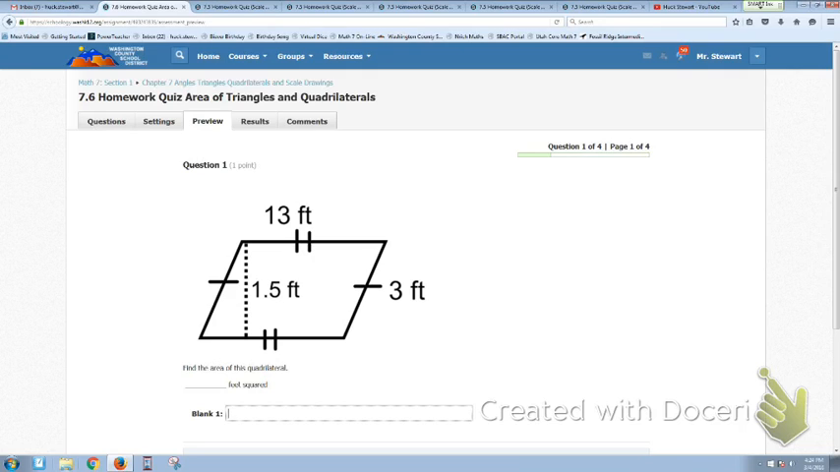It's titled the 7.6 Homework Quiz, Area of Triangles and Quadrilaterals. So this is, strictly speaking, completely a review. To find the area of triangles, parallelograms, trapezoids, rectangles, and squares is all stuff that was considered the 6th grade core and was, I know for a fact, taught to at least the 6th graders at our school last year.